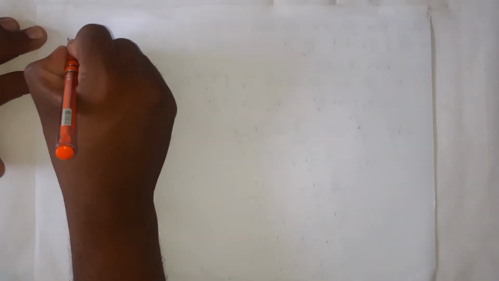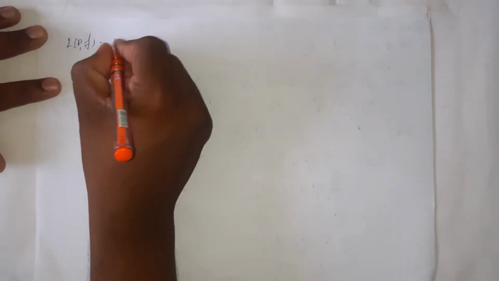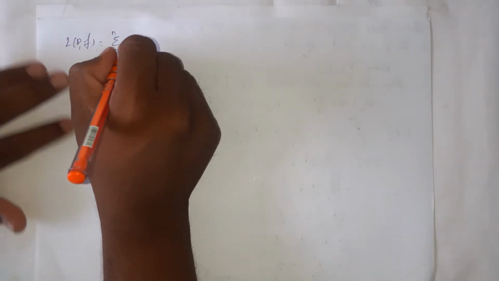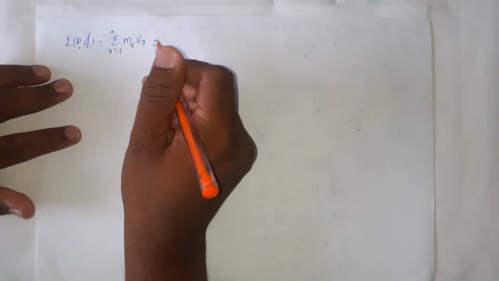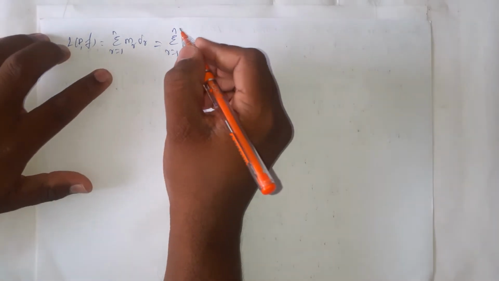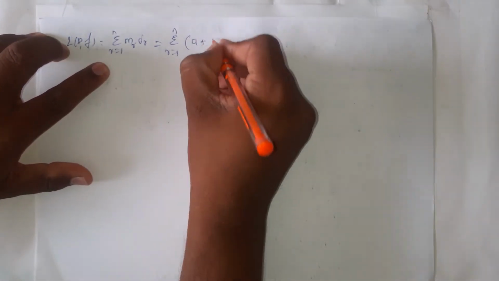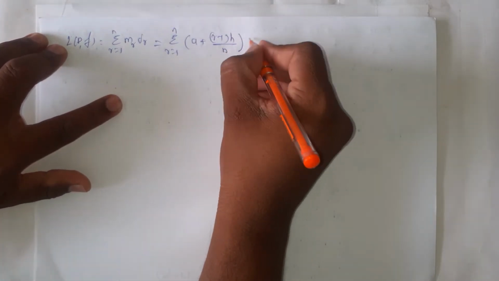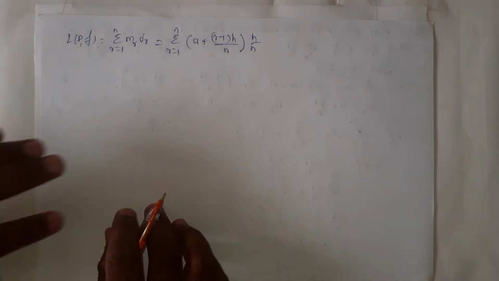Then let us find the LPF for the same function. LPF is equal to summation over r is equal to 1 to n small m r into delta r. So here it is equal to, the small m r is, here summation over r is equal to 1 to n, small m r is a plus r minus 1 times h divided by n into h by n, because that is the length of the rth sub interval h by n.